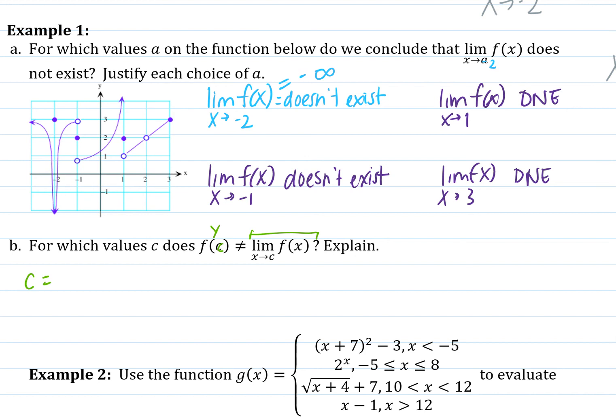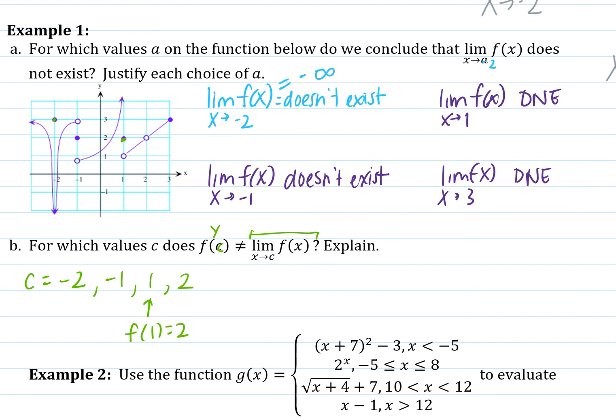So these c values, well, certainly -2, because the limit is -infinity, but f of -2 is 3. Also -1, since the limit does not exist, but f of -1 is just 2. Also 1, since the limit of the function as x approaches 1 doesn't exist, but we know that f of 1 is just 2. That y value is defined right here.